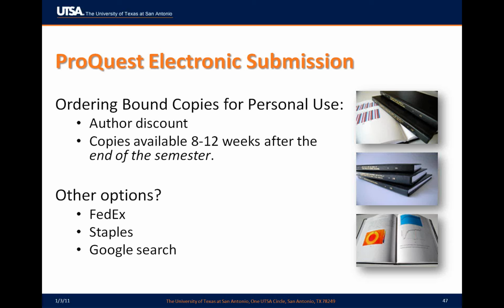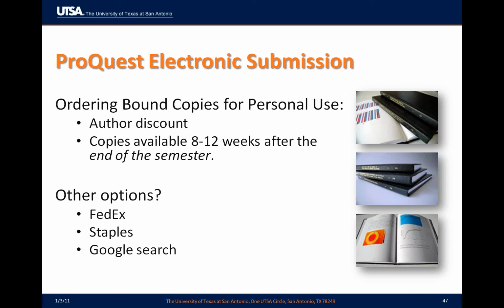You'll get an author discount, which basically means that the more copies you order, the price goes down per book. So they do start to take percentages off of the price. If you would like to order these bound copies, they're available 8 to 12 weeks after the end of the semester, so there is kind of a lengthy processing time. You are not required to order bound copies through ProQuest, though they do a very nice job with the binding. I do have an example copy of a ProQuest bound copy in my office, and I will show it to you during our preliminary draft appointment.